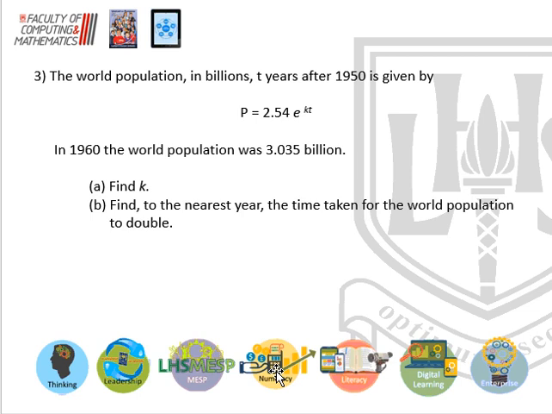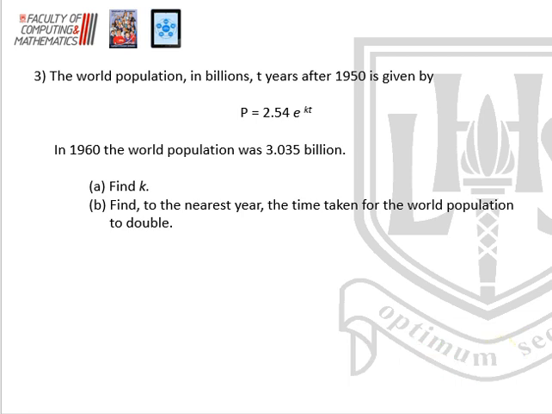The world population in billions, T years after 1950, is given by P is equal to 2.54 e to the power kt. Okay, so in 1960, the world population was 3.035 billion. Okay, so firstly, the world population in billions, so that's P. T years, so T is the number of years after 1950, and K, well, K is just a constant.